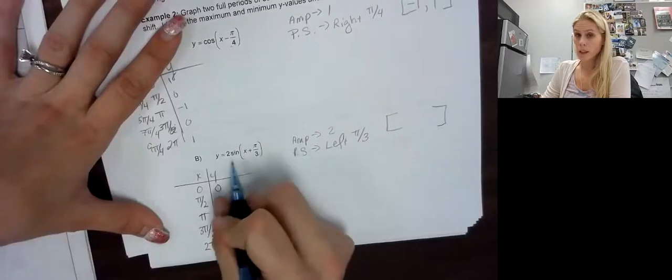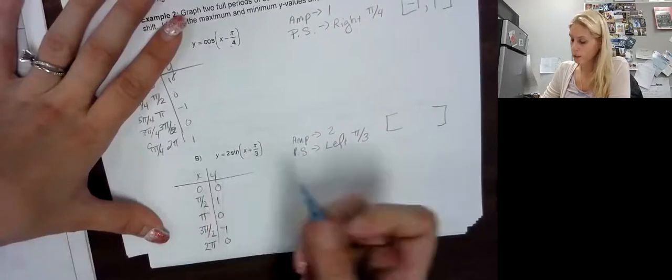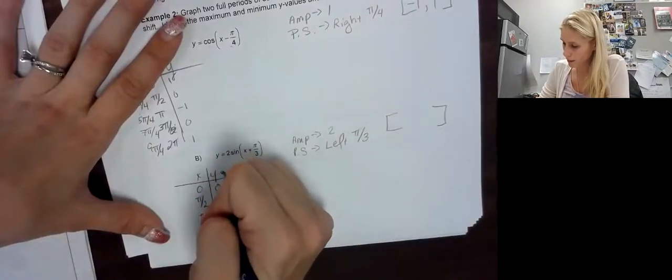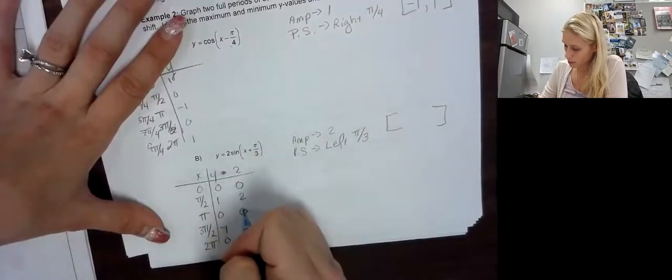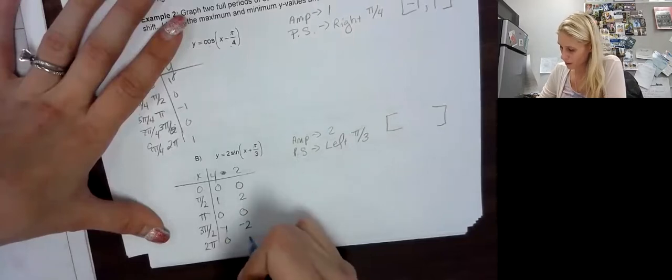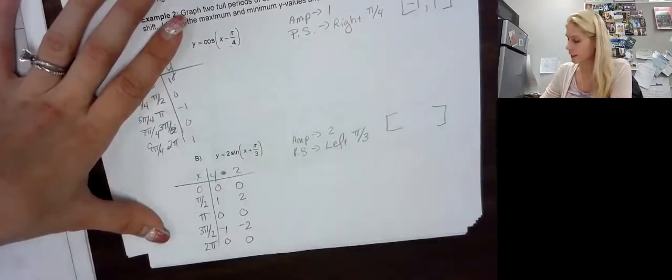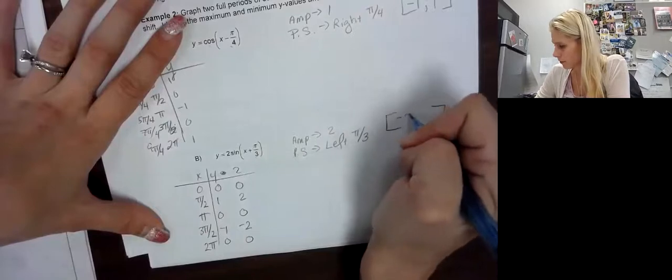So here you've got to make sure you're doing both things. The 2 right here is on the outside, so we're doing it to the y, so times 2. So 0, 2, 0, -2, 0, which of course I can get my range right from there, guys, right? -2 to 2.